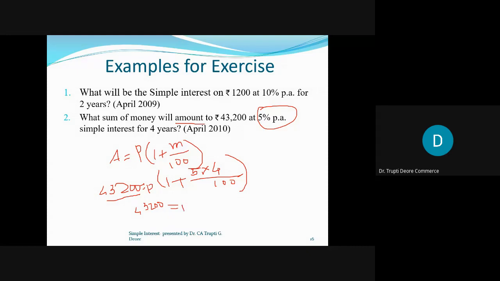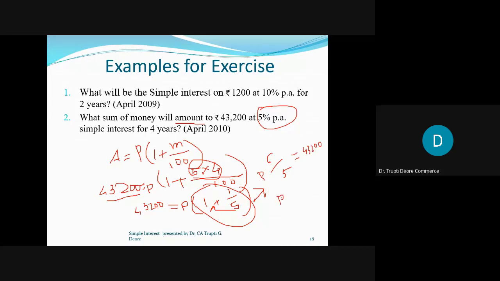Is equal to P. First we have to solve the bracket. So 5 into 4 it becomes 20, 20 divided by 100 becomes 1 by 5. So 1 plus 1 by 5. Right, so this bracket answer becomes 6 by 5. So it's P into 6 by 5 is equal to 43,200. So just go for cross multiplication.